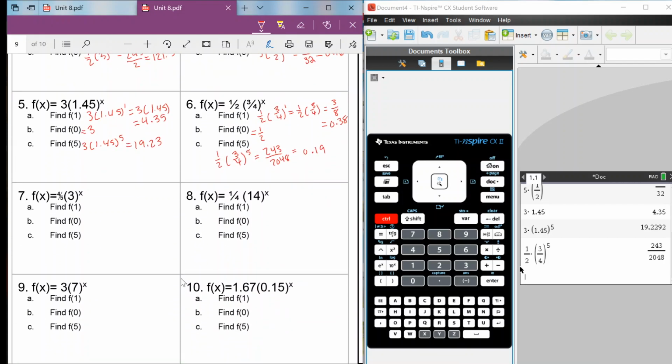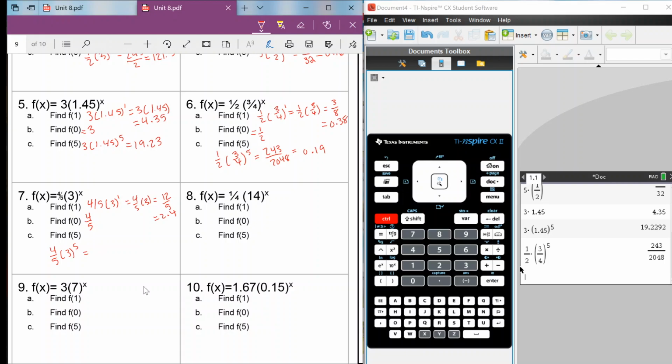Go ahead and work on number 7. You're finding f of 1, f of 0, and f of 5. Okay, this is what you should have got for number 7. So for f of 1, we have 4 over 5 times 3 to the 1st power, which is 4 over 5 times 3, which is 12 over 5, or in decimal form, that would be 2.4. And then remember, if we plug in 0 for x, we get the y-intercept. In this case, the y-intercept is 4 over 5. And then lastly, we're going to plug in 5.